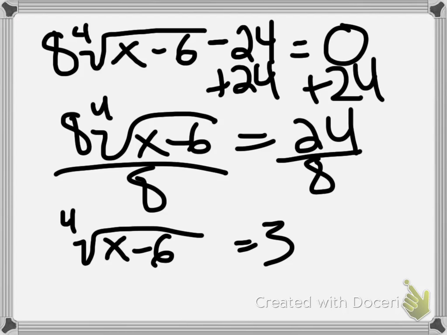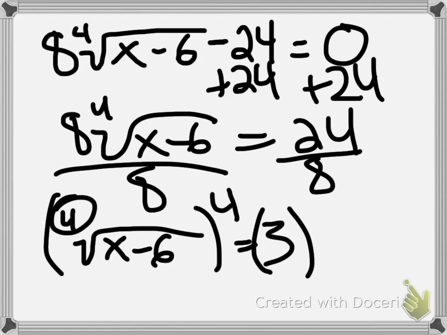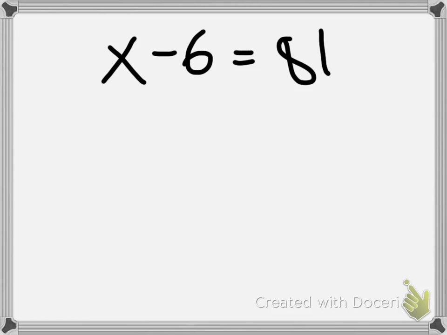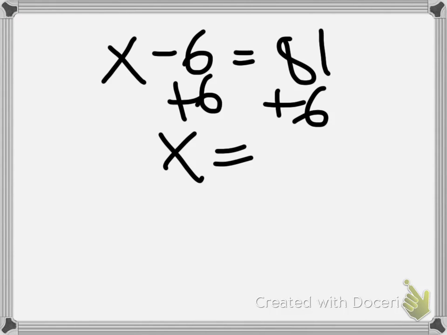Now next, when we apply the inverse operation, instead of squaring it, we do the power of 4. And we got that number from the index. We do that on both sides, and we get x minus 6 equals 81. Now we solve for x. X equals 87.